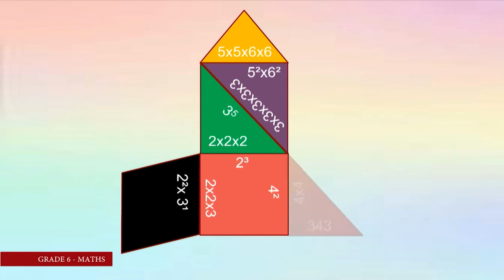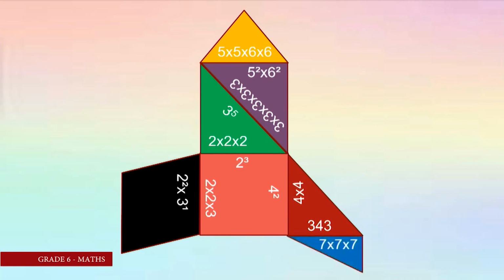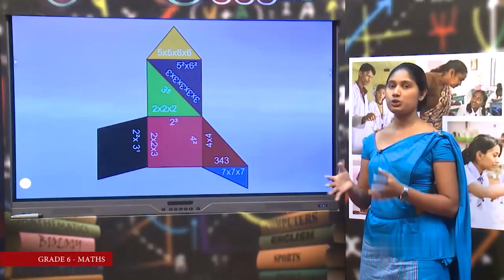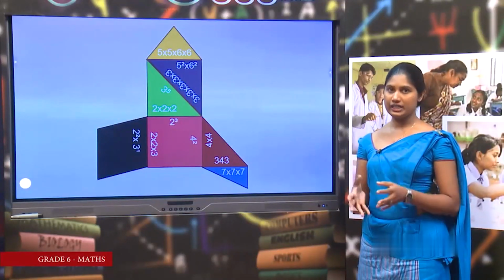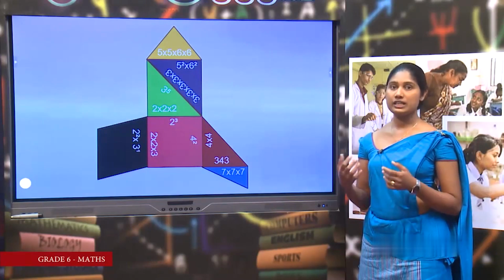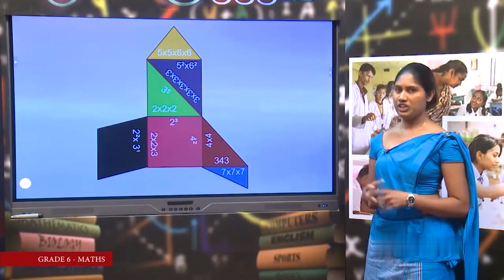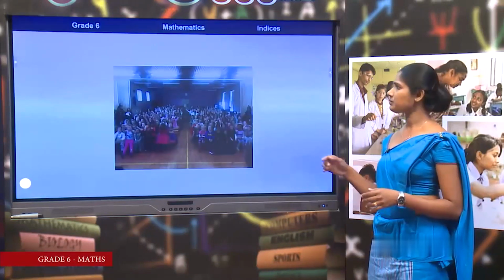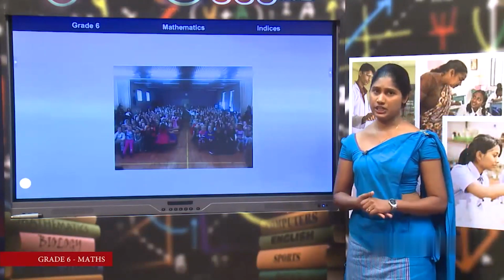Let's see 4 squared. 4 square means, after expanding, 4 into 4. Then you can see 343. 343 means 7 multiplied by 7 multiplied by 7. So, this is the way we use this Tarsia puzzle to do this activity. So, in indices you can use puzzles like this also. We will see how to use these indices in our day-to-day life.